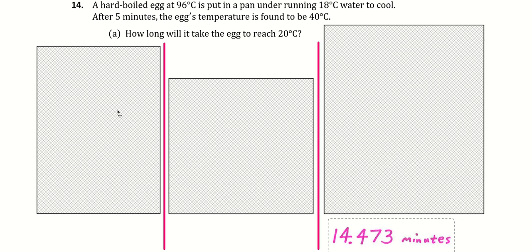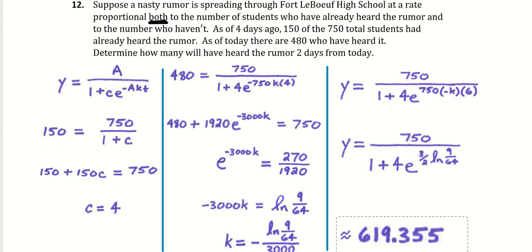Number 14. A hard-boiled egg at 96 degrees Celsius is put in a pan under running 18 degrees Celsius water to cool. After 5 minutes, the egg's temperature is found to be 40 degrees Celsius. How long will it take the egg to reach 20 degrees Celsius? I don't know if I mentioned something yet, but something you're going to have to know with these restricted growth formulas and logistic growth formulas is that your capital A part is like that fixed number.